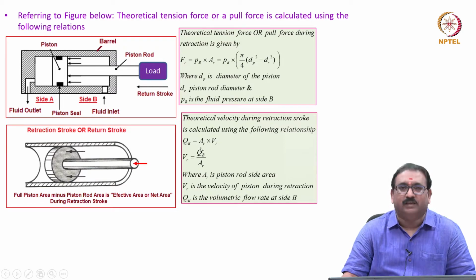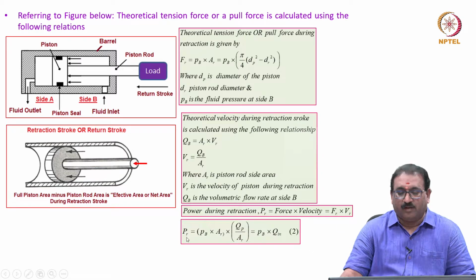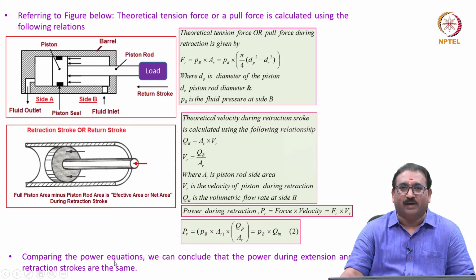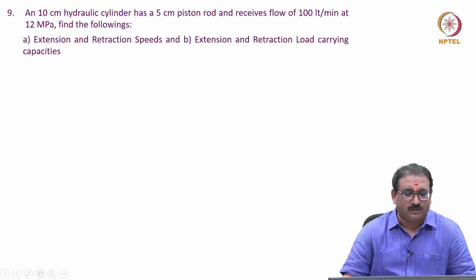We have seen already these equations in the previous class. These are very essential to understand the numericals. Similarly, power equal to force into velocity. Here the force is the force required during the retraction multiplied by the velocity of retraction, or PB into AR into QB by AR, AR will get cancelled. Here PB into QB. Here already we know that, comparing the power equations for both, we can conclude that the power during the extension and retraction strokes are the same. Keeping this in mind, let us move quickly to the problems.